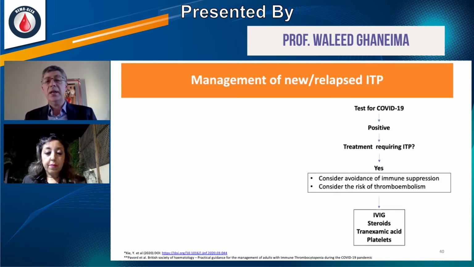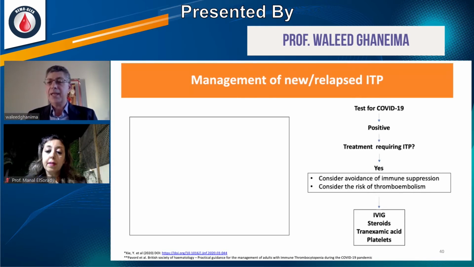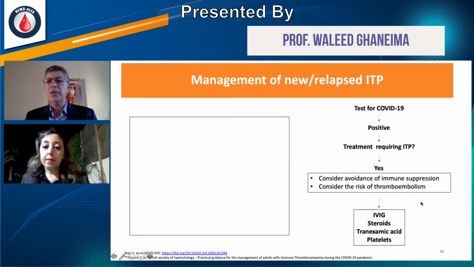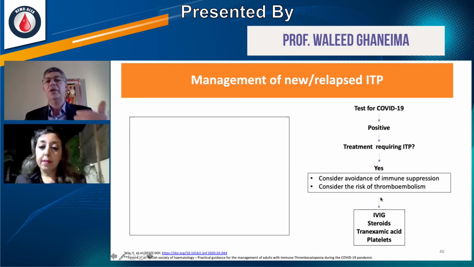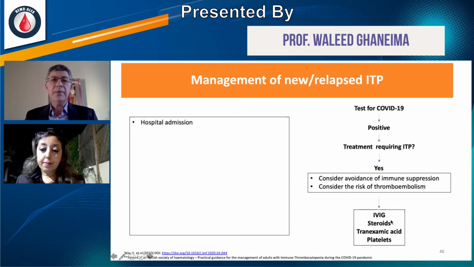Anyway, this was a new patient. How about managing a new or a relapsed patient, but this time with COVID-19? The patient has an infection. The previous one was a patient who doesn't have an infection. If the patient requires treatment, then consider avoidance of immune suppression. And here we have to consider the risk of thromboembolism. Probably IVIG is the best option.